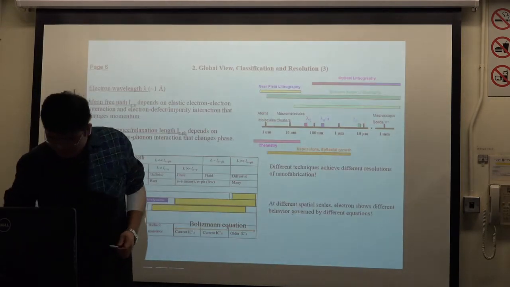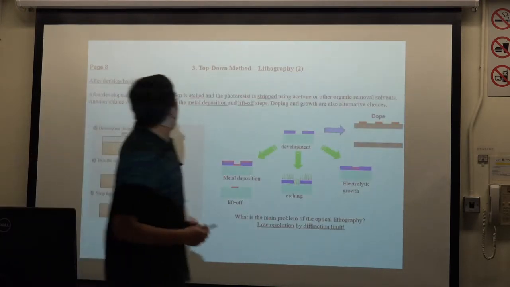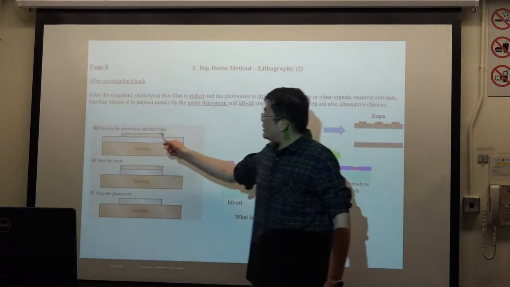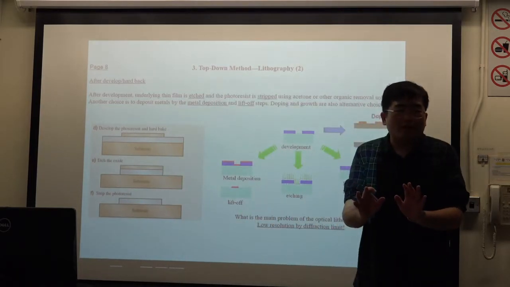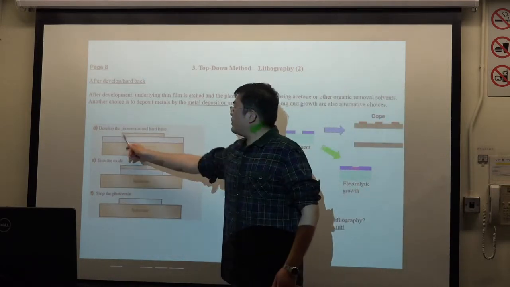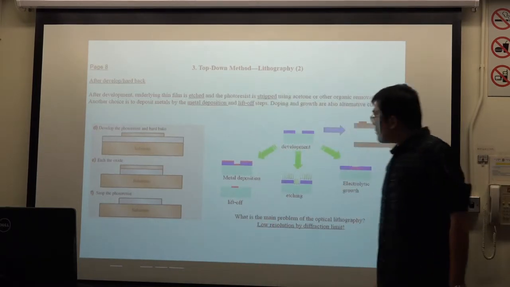So after this development stage, the photoresist has the pattern you want. After the development stage and the hard bake stage, what's the next step? For the next step we have different choices.